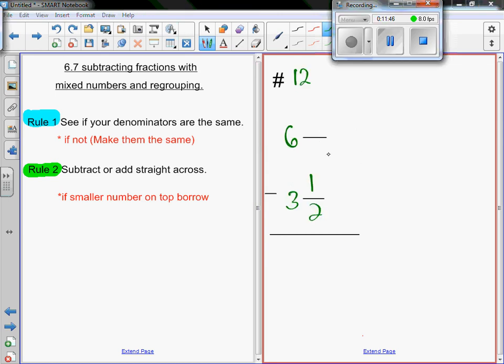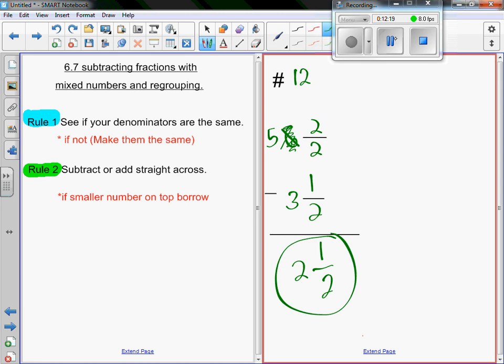Number 12 is a little more tricky. You have 6 minus 3 and a half. Now, I know it looks hard, but all you have to remember is that one whole is the same as 2 halves. So I'm going to start out just by borrowing, and I'm going to make that 5, and I'm going to take the 1 and make it 2 halves. Okay? That way, my denominators are already the same, and I can start subtracting. 2 minus 1 is 1, still over 2, and then 5 minus 3 is 2, so 2 and a half. That one's nice and easy.